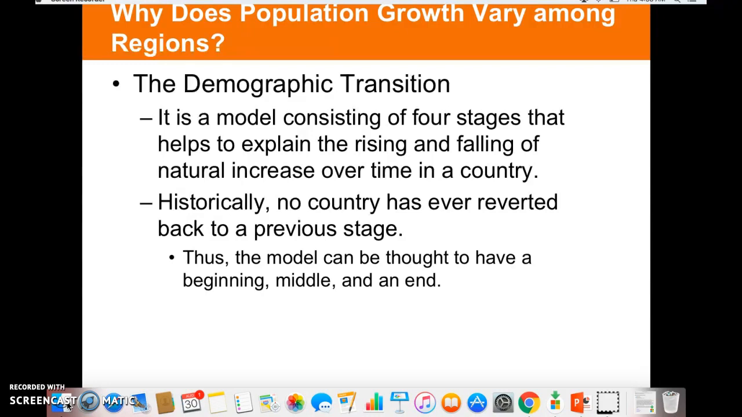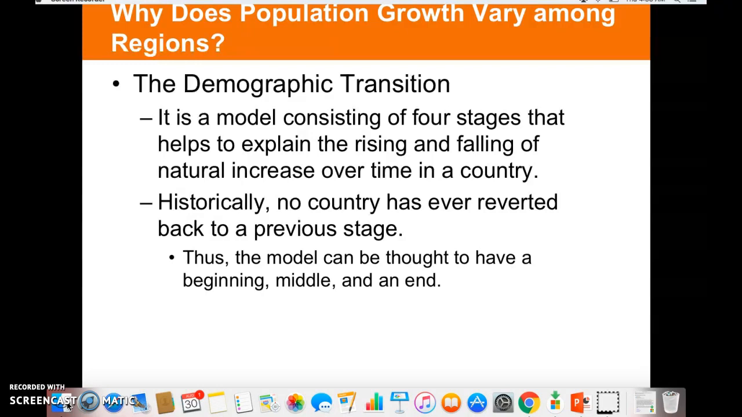So when we're looking at the demographic transition model, we're looking at a model that currently consists of 4 stages, but we're adding a 5th. It's kind of in the works. That helps to explain the rising and falling of natural increase in population over time in a country. You don't look at a global transition model. It doesn't exist. It's meant to look at a country or a region.